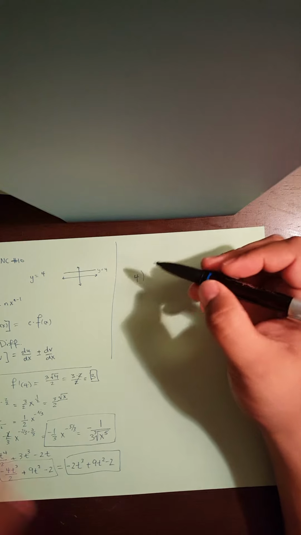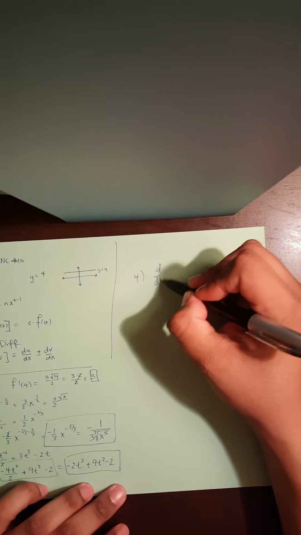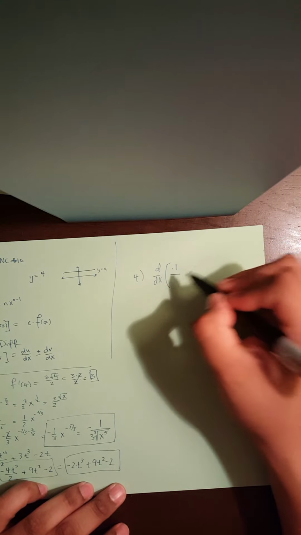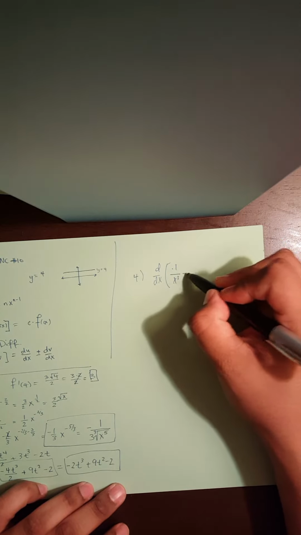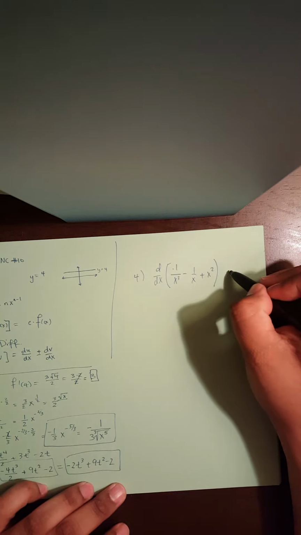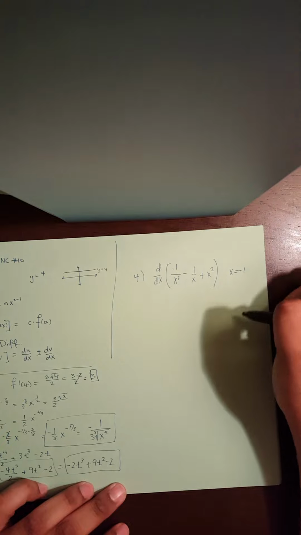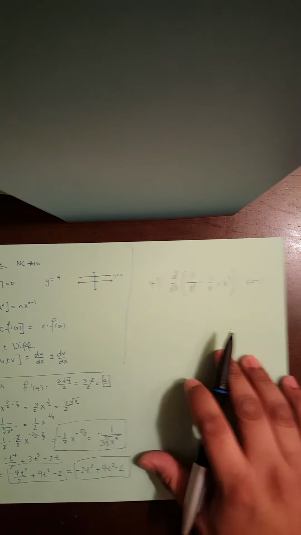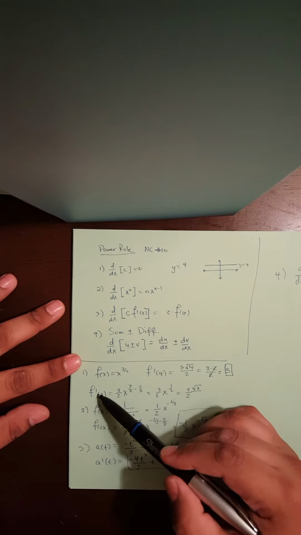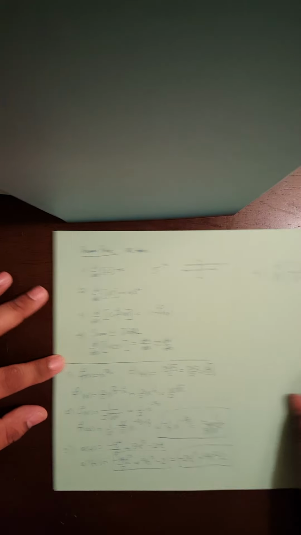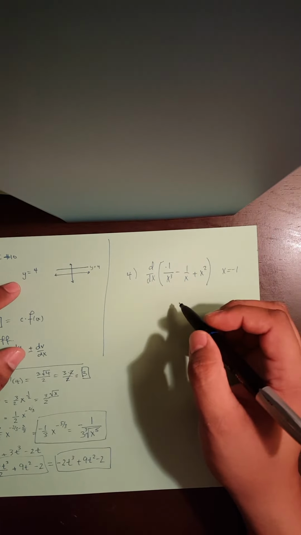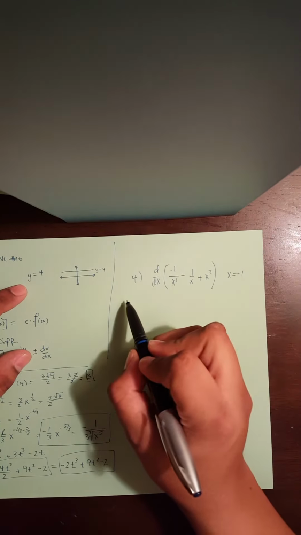written a different way. So it has the derivative of 1 over x cubed minus 1 over x plus x squared. And they want us to evaluate it at x equals negative 1. So the difference between this one here and the ones we've done before is that those are in function notation, whereas this one isn't.